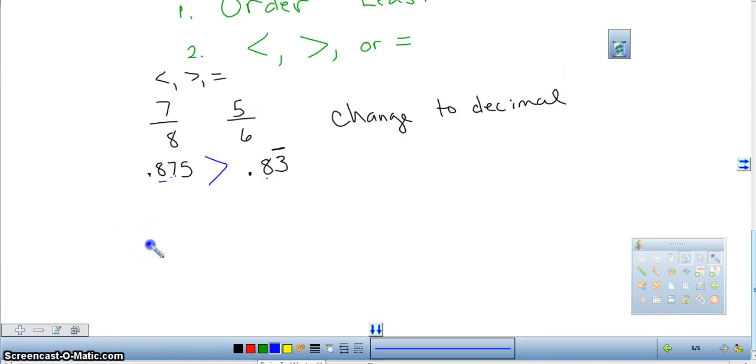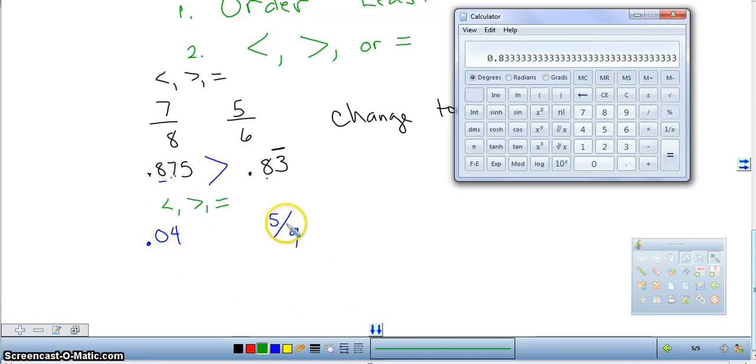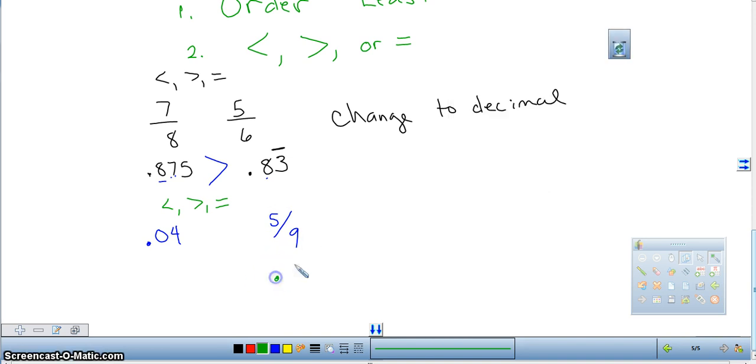If you have 0.04 and 5 over 9, and you want to know less than, greater than, or equal. This one is already a decimal. It is okay. I need to change this one. 5 divided by 9 is 0.5 repeating, and this one is 0.04. Well, which one is bigger? This one has a 0 and this one has a 5. So that means this one is much bigger.